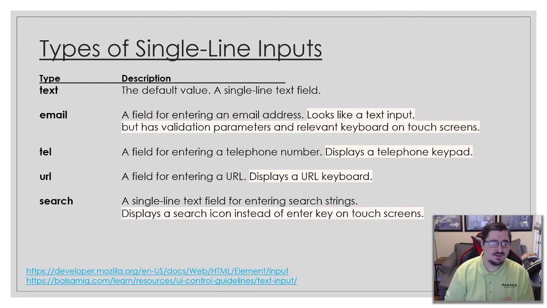Then finally on this list here is the type search. Search is for entering a single line of search strings. So you might think Google or a search engine. If you've got a search box, that's a good type to use. And one of the things it does is change things on mobile. Where normally you would find the enter key or the go key, it'll change that to a search icon. That'll either be the word search on the keyboard, or usually a little spyglass, depending on what version of Android and what device you're using.